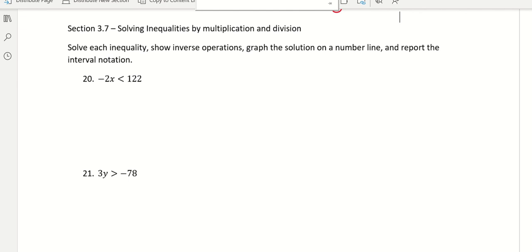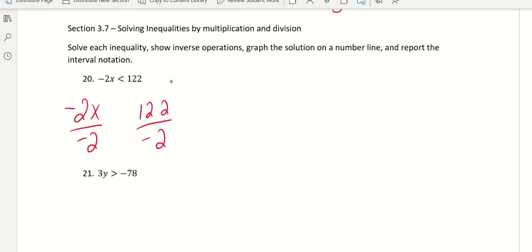Here we go. Number 20, I can tell right away I'm going to be dividing by a negative. So let's do this. Negative 2x, we divide by negative 2. 122, we divide by negative 2. The step at which you divide by a negative, that is the step where that sign needs to flip. We talked about why that was in class the other day. I gave you examples of why you needed to flip it there.